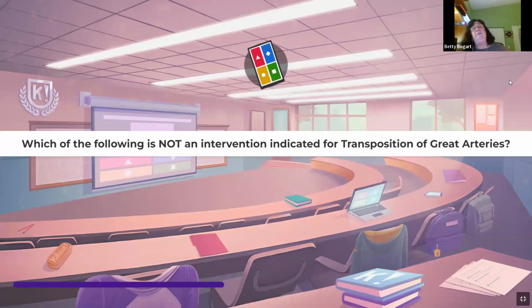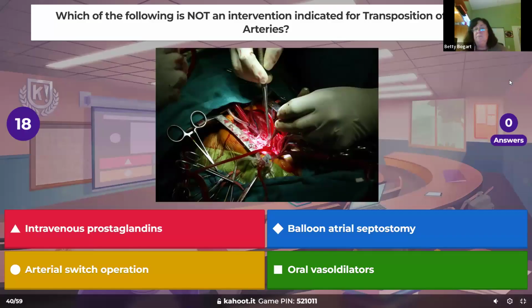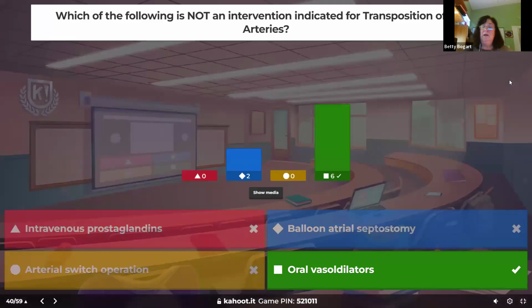So which of the following is not an intervention indicated for transposition of the great arteries? So oral, nothing is going to work on this kid. It all has to be something a lot more drastic. Initially, it's getting those prostaglandins on, then doing the balloon atrial septostomy, waiting a week. These kids are in mother's arms feeding a bottle for the first week until they do the surgery. Gives them a little bit of time.